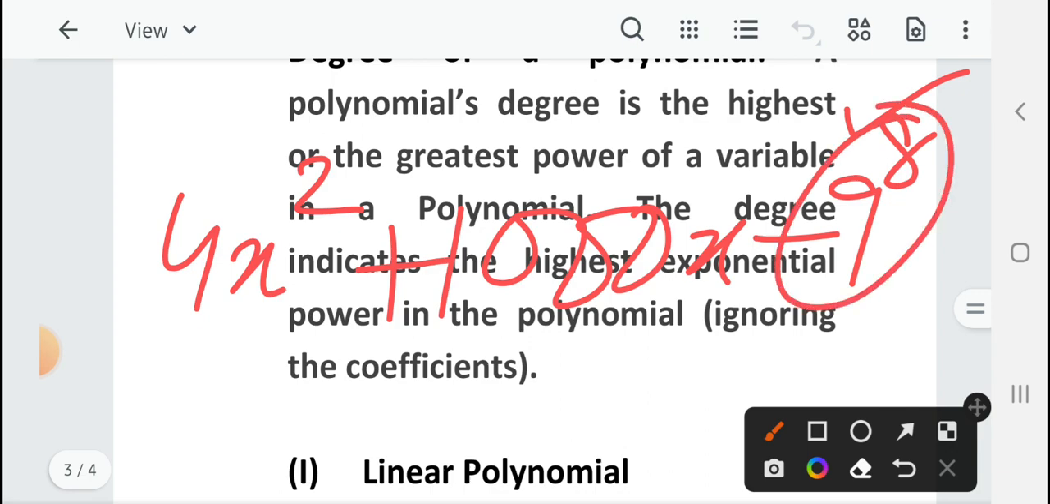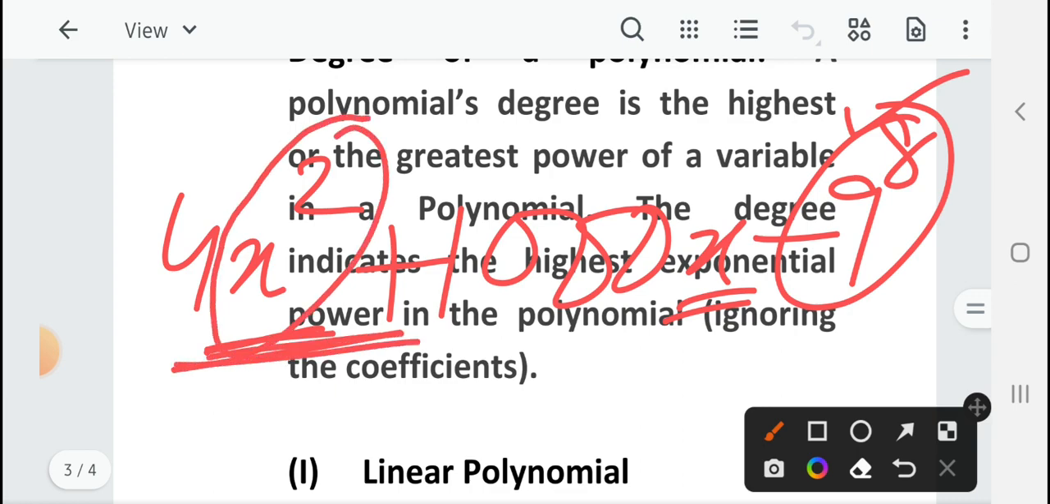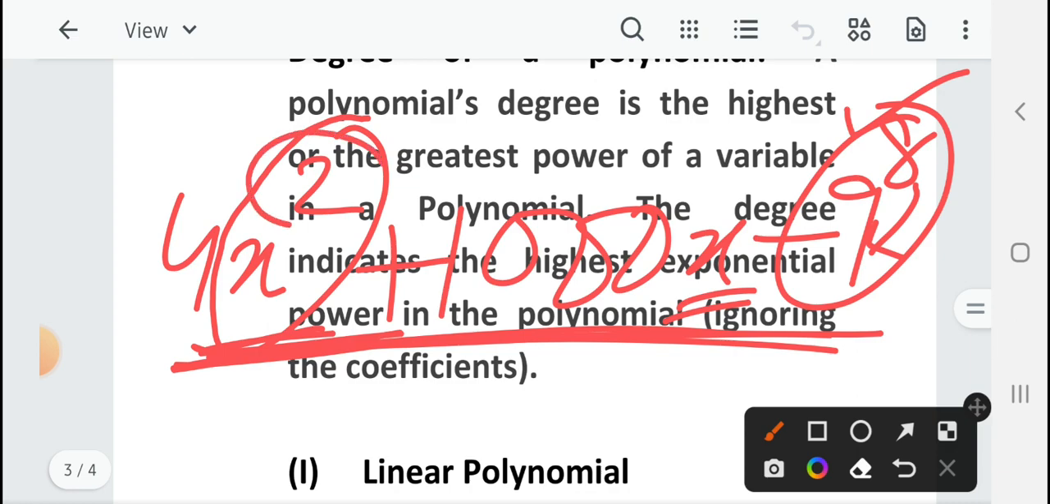So where are the variables? Here x is the variable and it has exponent 2, and here x has exponent 1. So the highest degree of the variable x is 2 here. So we can say that this is a polynomial of degree 2. It's not a polynomial of degree 8, because 8 is related to a constant number, that is the exponent of a real number. We have to observe the highest degree of the variables only. That's why you can say that this polynomial has degree 2.